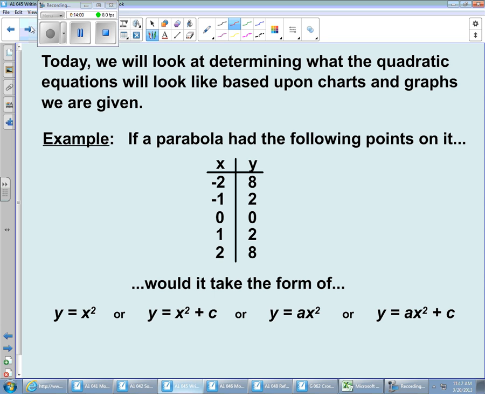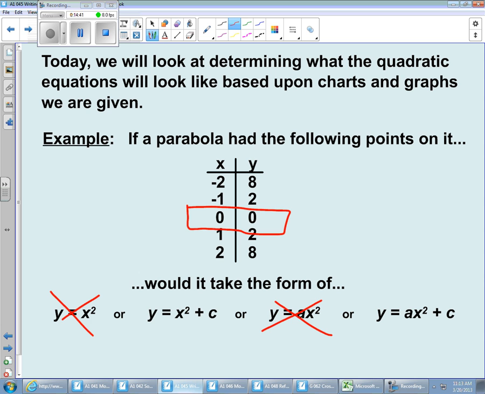Looking at these points, the first and easiest thing to do is to decide, does it need a vertical shift? Have a look at these points in this chart here. Is this a parabola that needs a vertical shift? Well, if it were the parent function, where should it cross the y-axis? It should go through the origin. Does this graph go through the origin? Yes, it does, so it does not need a vertical shift. So we would not be picking an equation that has a vertical shift. Those two we were able to eliminate right there.